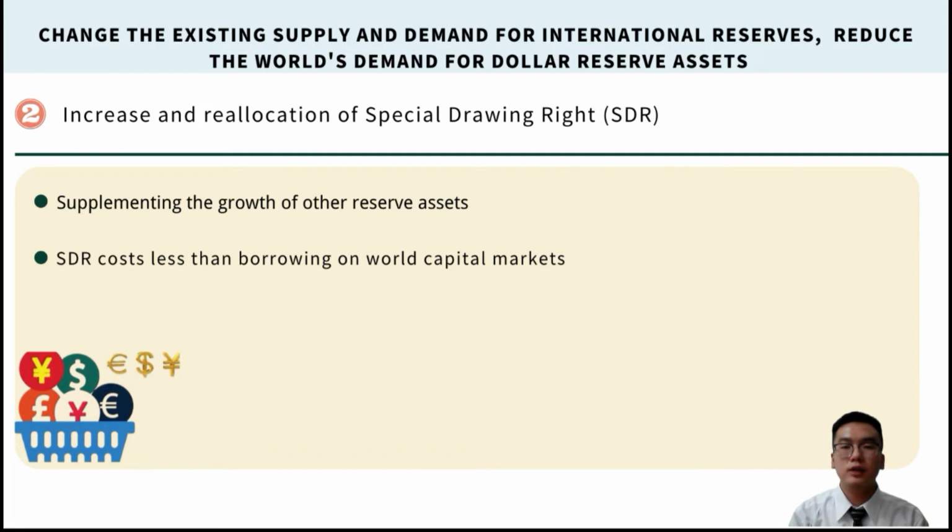SDR can be used in supplementing the growth of other reserve assets. It provides many IMF members with reserves that are essentially theirs. Moreover, SDR costs less than borrowing in the capital market. Plus, SDR can not only be a partial substitute for dollar reserves, but can also significantly reduce the cost of financing for developing countries. This leaves developing countries with less need for international reserves.